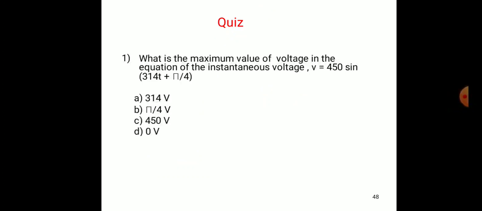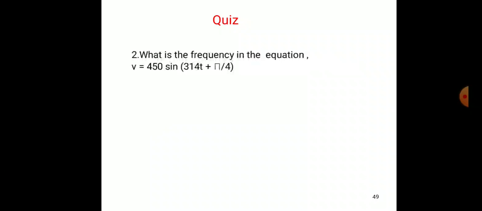So some questions you can see. What is the maximum value of voltage in the equation of the instantaneous value V equal to 450 sin(314t + π/4)? You can see the maximum value is 450. The another one is, what is the frequency in the equation?